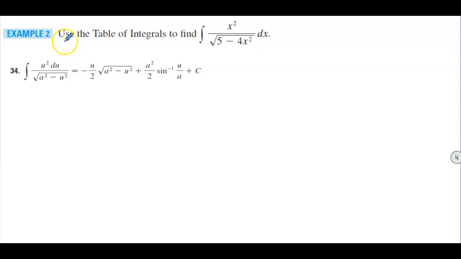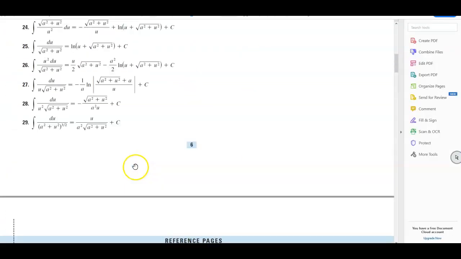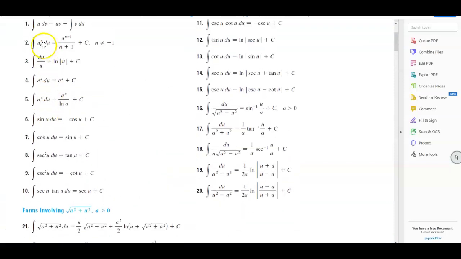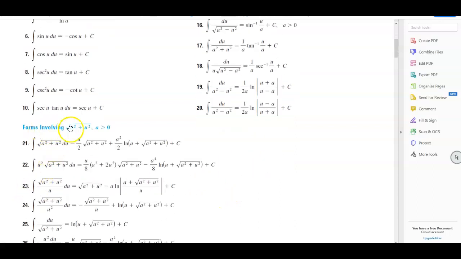For example number 2, we want to use the table of integrals to find the following. And if we take a look at this, we have x squared divided by the square root of 5 minus 4x squared. So if we take a look at the table of integrals, well, we want to look for the form. If you look from 1 through 20, and then from 21 on, it gives you the forms involving the square root of a squared plus u squared.